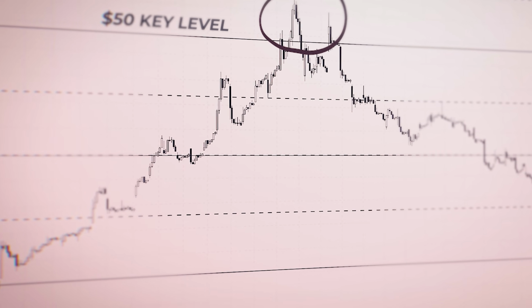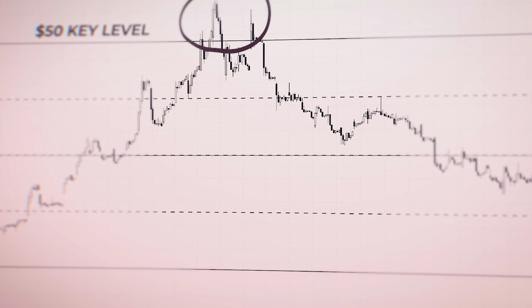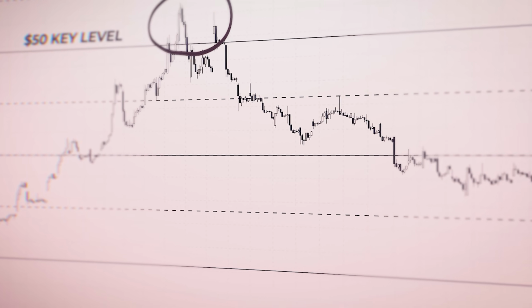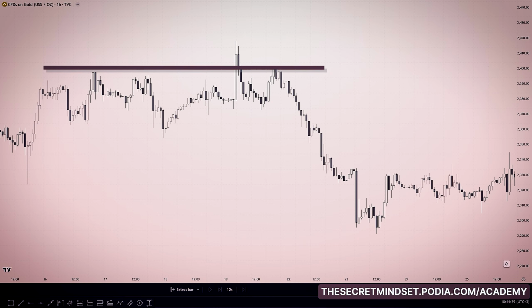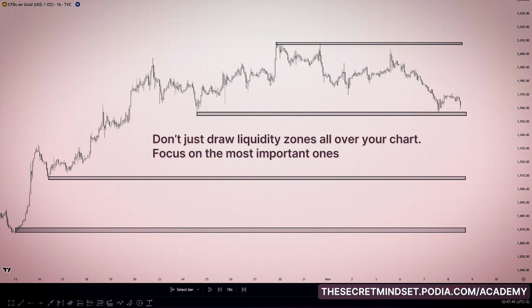Understanding all these liquidity zones and how smart money targets them is key. It helps you avoid common traps. As you practice, you'll start to see patterns. You might notice that price often reverses after taking out a previous high or low. Or you might see that certain levels keep causing price to pause or reverse. And please don't just draw liquidity zones all over your chart.